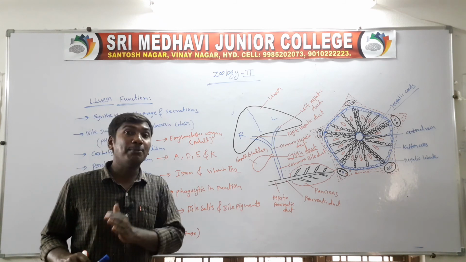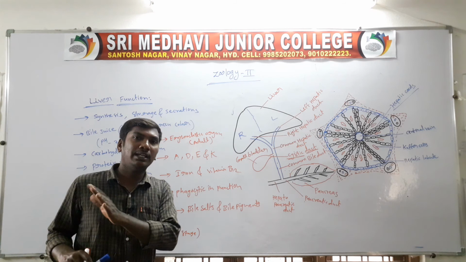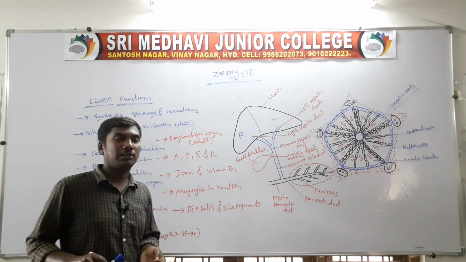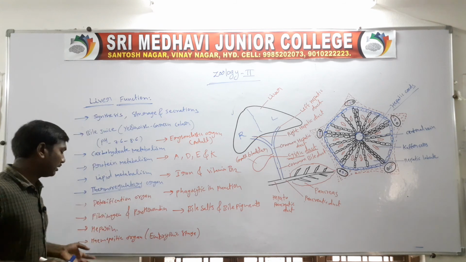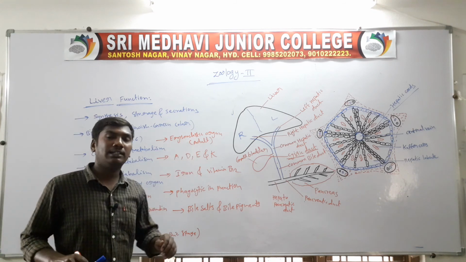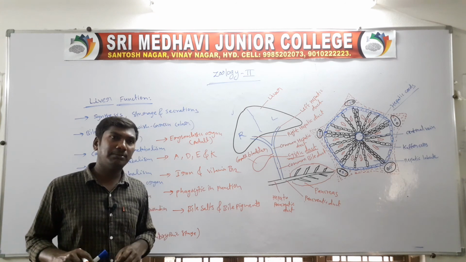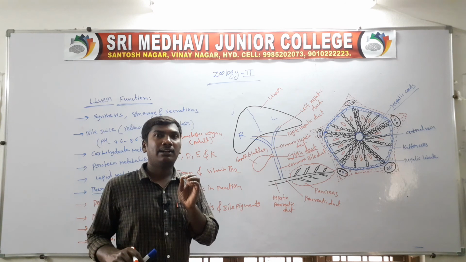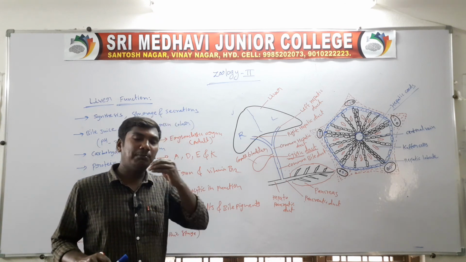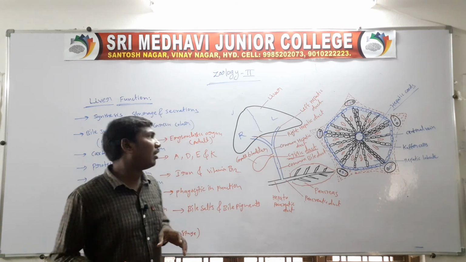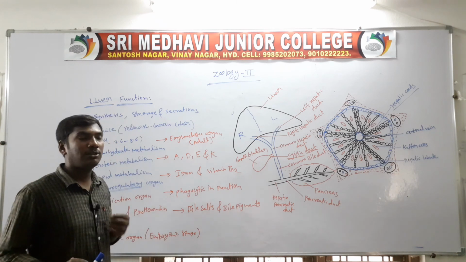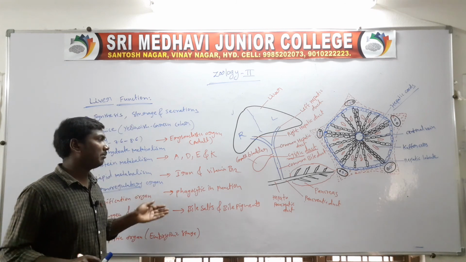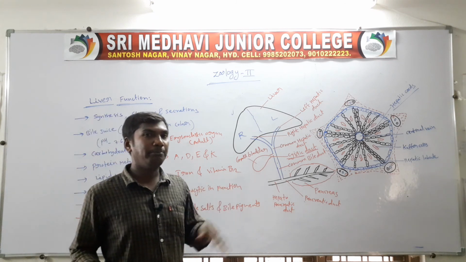Next one, the liver is the hemopoietic organ in the embryonic stage. Hemopoietic organ means production of blood cells. Next one, erythroclastic organ in the adult stage. Erythroclastic organ means they destroy worn-out RBCs whose lifetime is completed. Next one, they store vitamins A, D, E and K. They also store iron and vitamin B12.